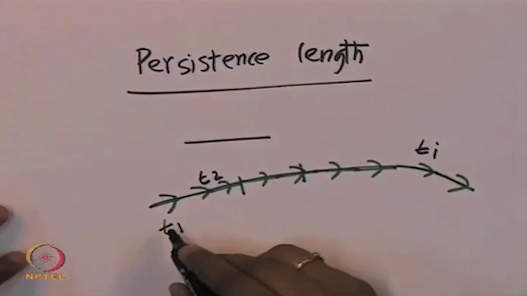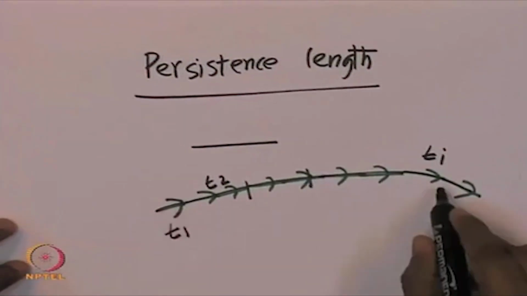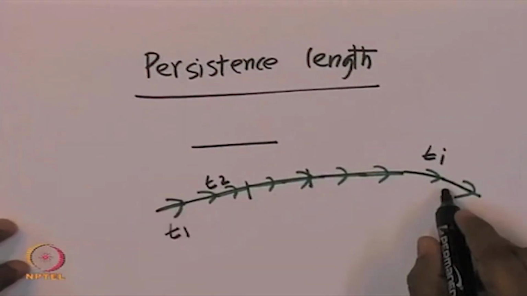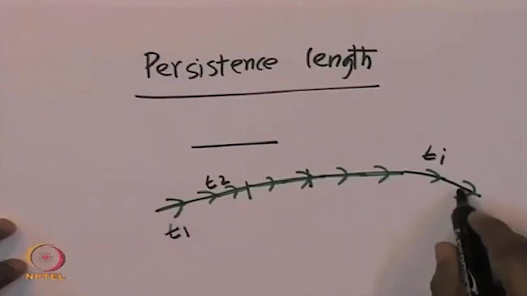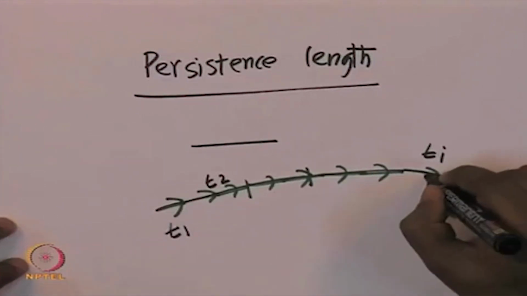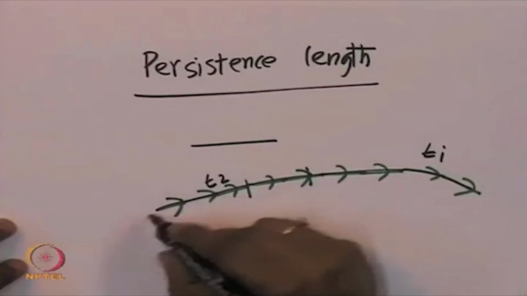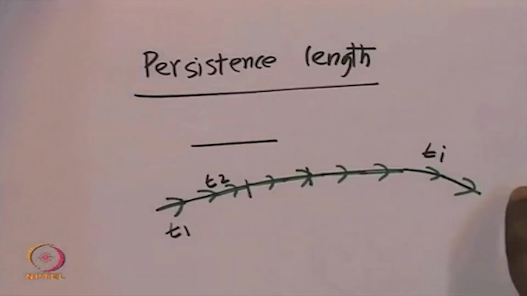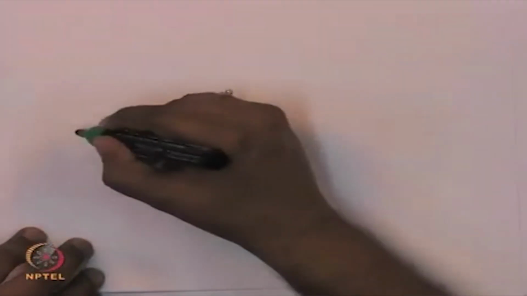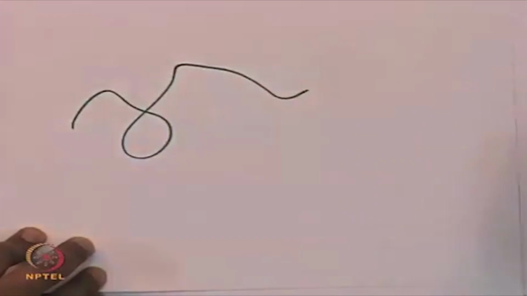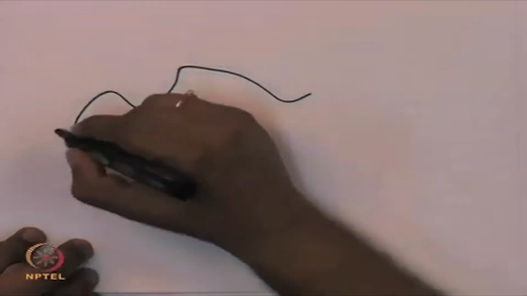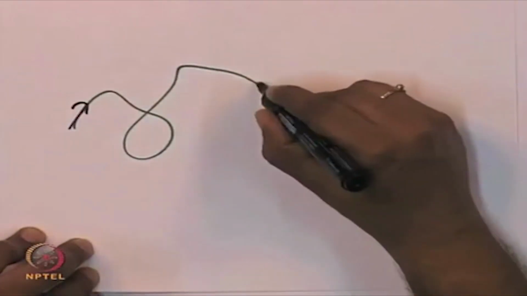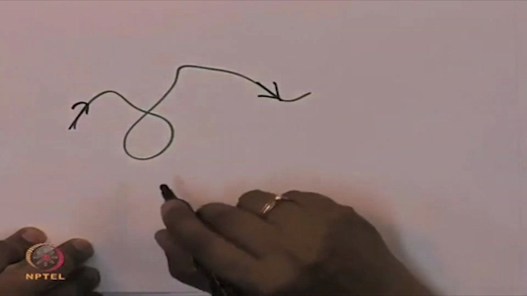So, this and this are not in the same direction. They have started, this tangent is in this direction, this tangent is in this direction. Now, if you think of a completely bent DNA, think of this conformation. So, here the tangent is in this direction, here the tangent is in this direction.